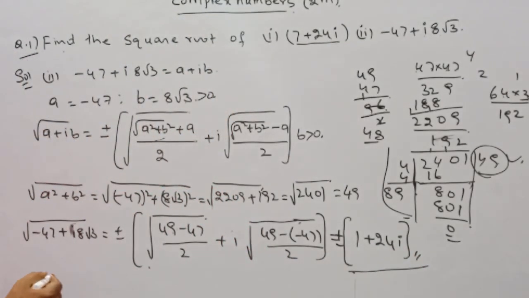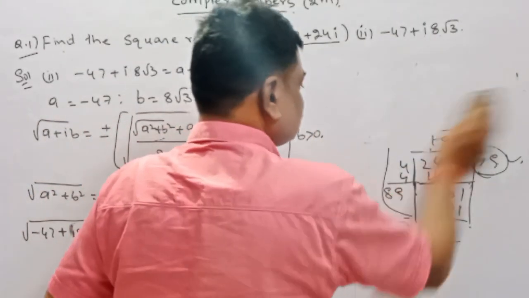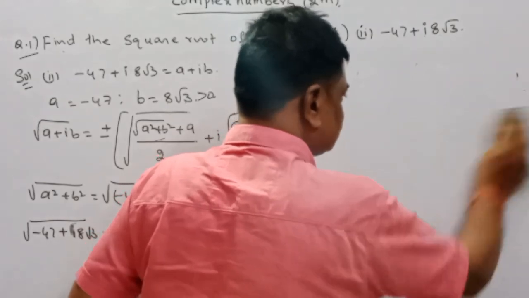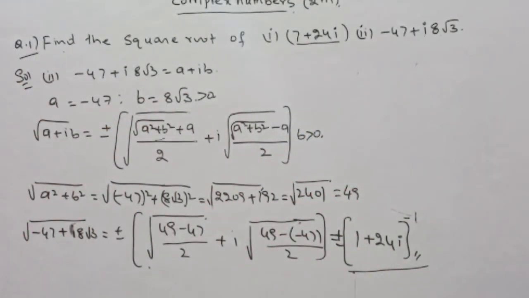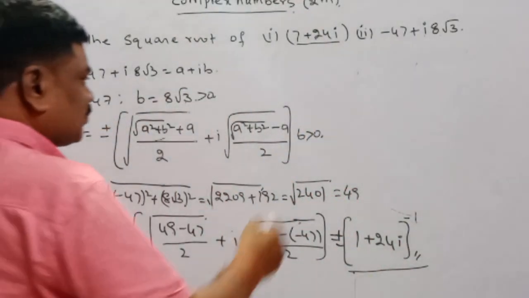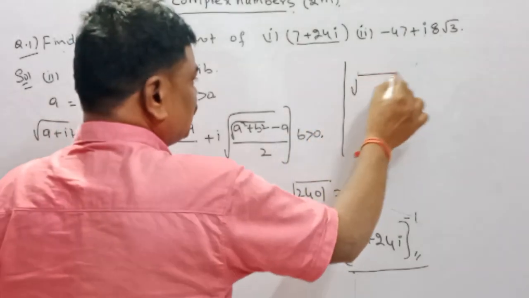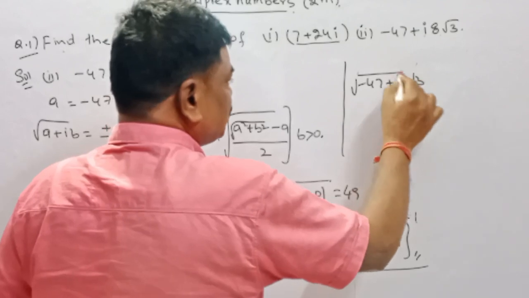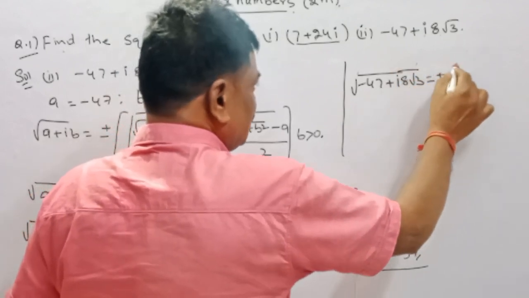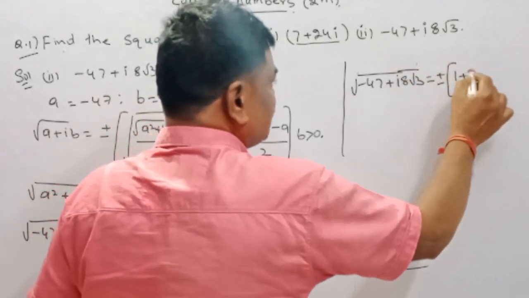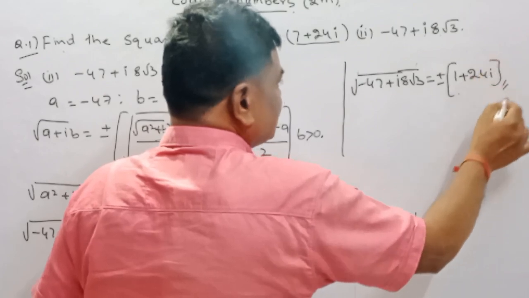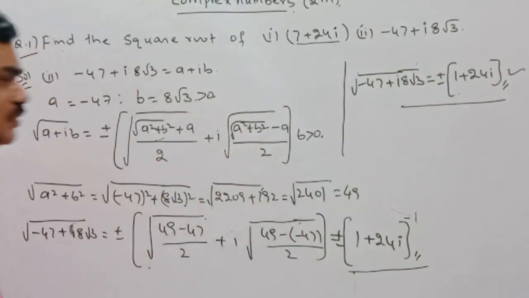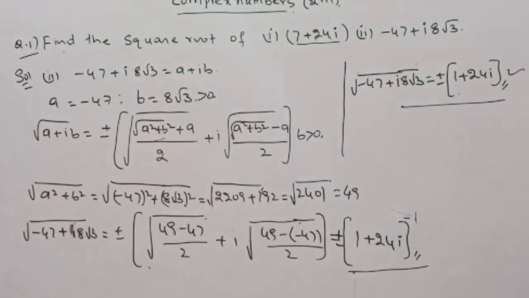So the square root of a plus ib, that is, the square root of minus 47 plus i into 8 root 3, is equal to plus or minus (1 plus 24i). This is the square root of this one. Okay, all of you. Thank you.